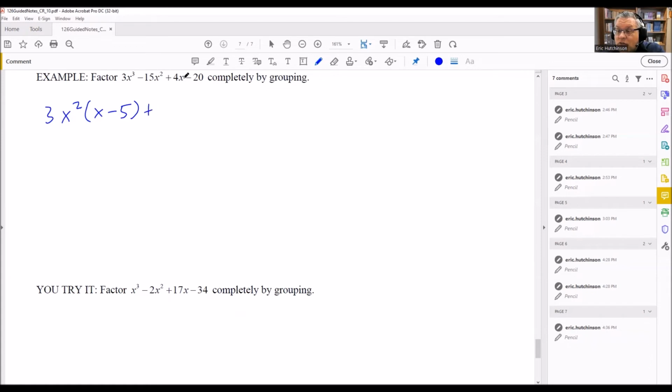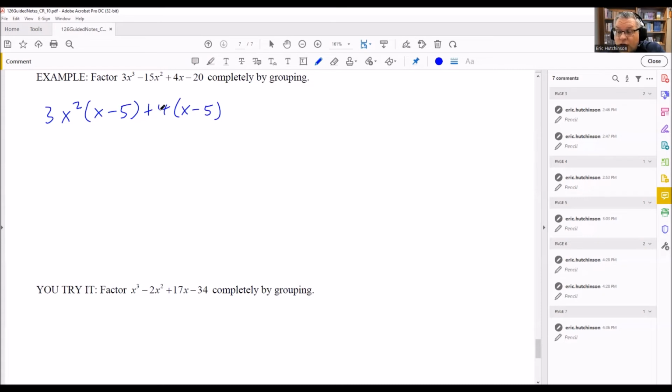Next, the next two here. A 4 would be the common factor in each, because 20 I can divide by 4 and get an integer. So 4 is what I want to factor out of this. 4x divided by 4 is x. And then negative 20 divided by 4 is negative 5.